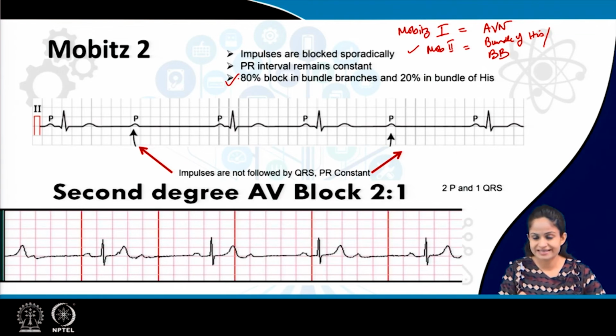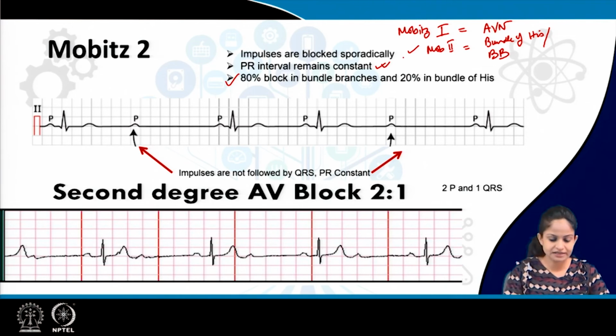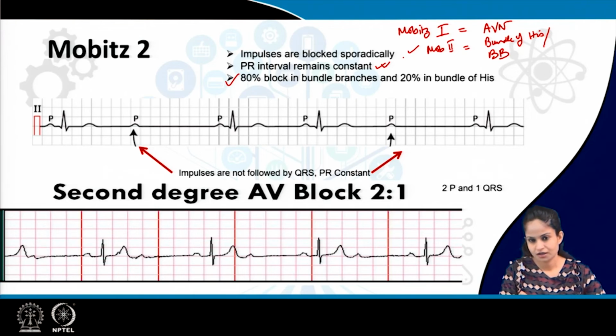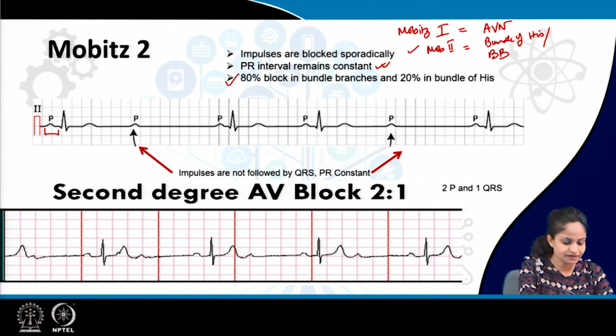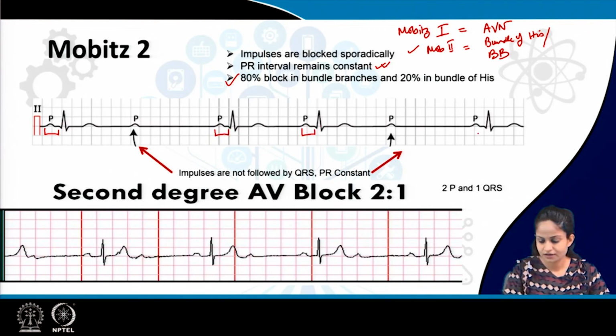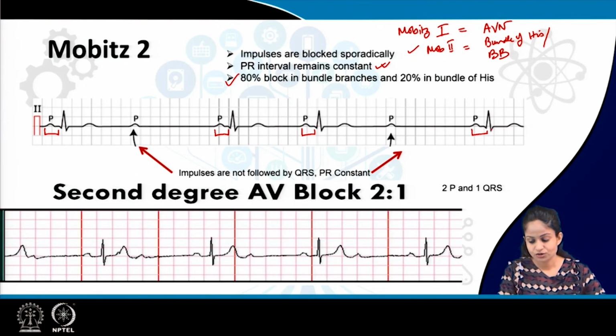So, in Mobitz type 2, the PR interval will remain constant, but there will be loss of QRS complexes. Here we can see this is the PR interval, this is the PR interval, this is the PR interval, this is the PR interval. So, the PR interval is not getting prolonged, but we are having many dropped beats in a random fashion.